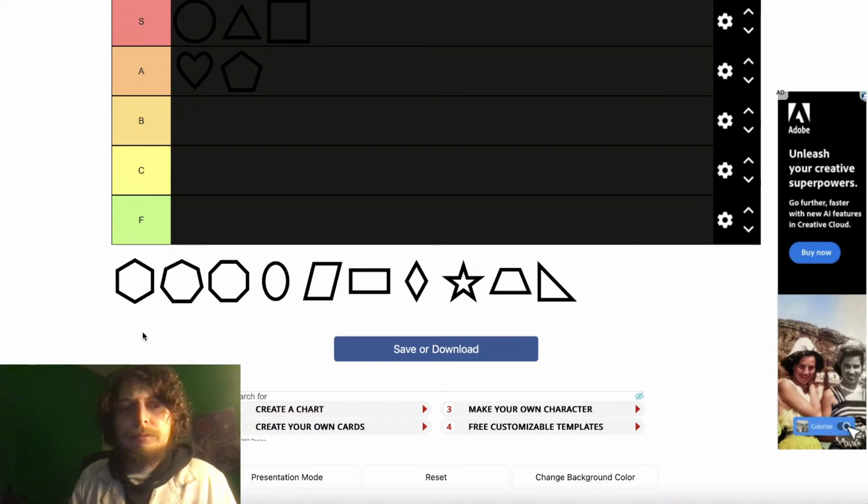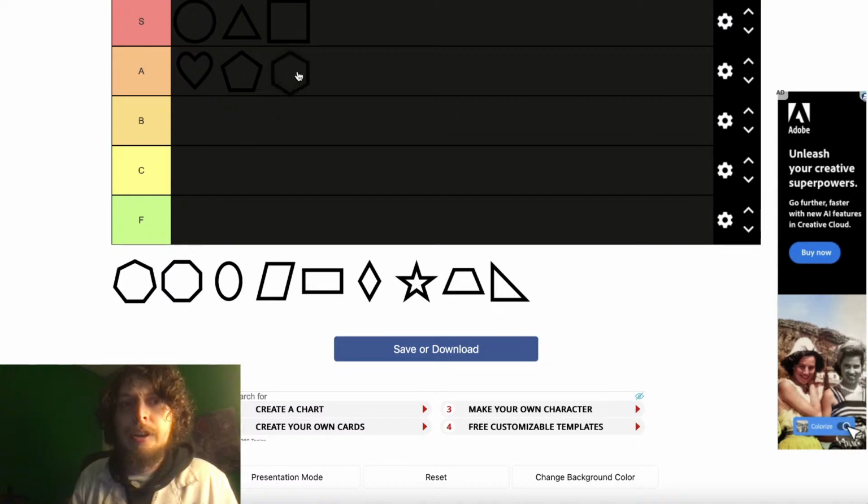Now, it is so cool and relates to the equilateral triangles and to plane tiling, and it has important angles in it, that we're giving it A tier. We're putting it up there in A tier.